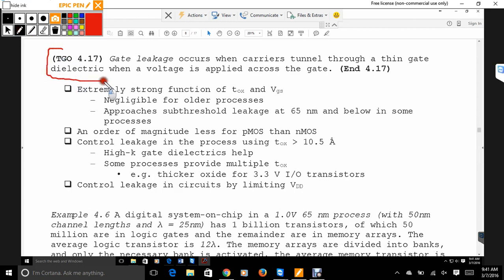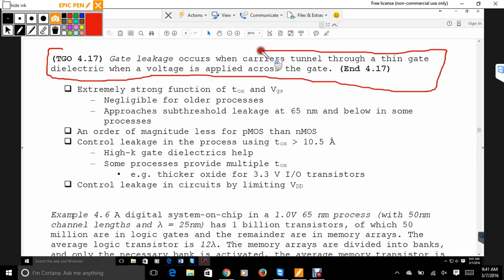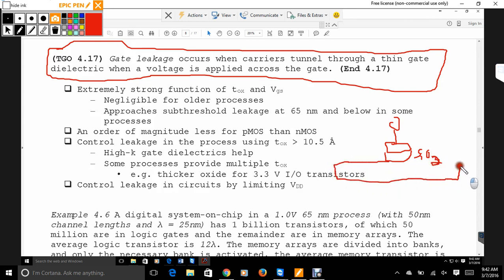Okay, so the next challenge that we have in power consumption is this concept of gate leakage. Gate leakage occurs when carriers tunnel through the thin gate dielectric when a voltage is applied across the gate. So we put a voltage on the gate, right? We have this gate here, and then we have this dielectric too, SiO2, not SiO3. And then you have a source and a drain, and you have a transmission region. So carriers come through here, they get through this thin dielectric, and they go, nope, I'd rather go this way.